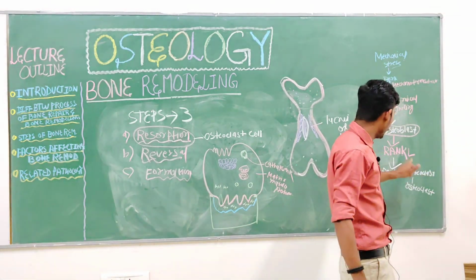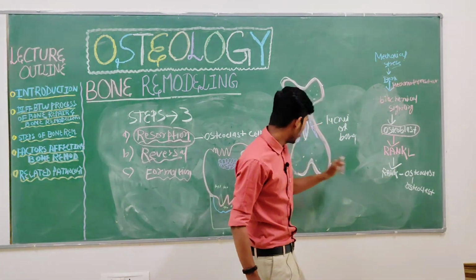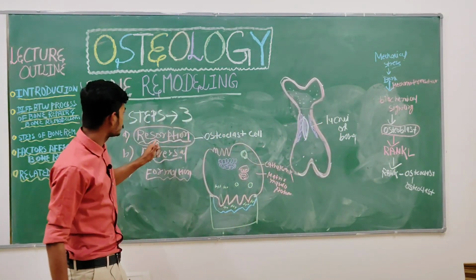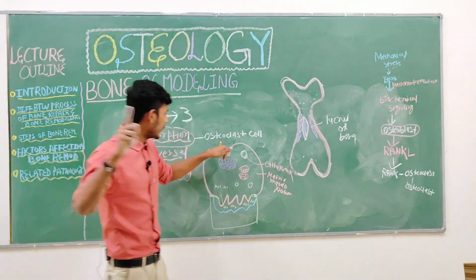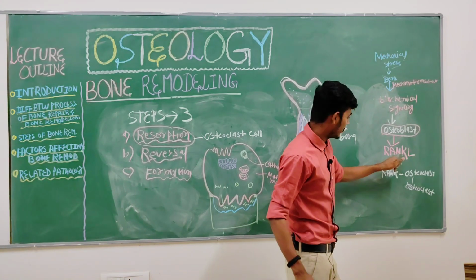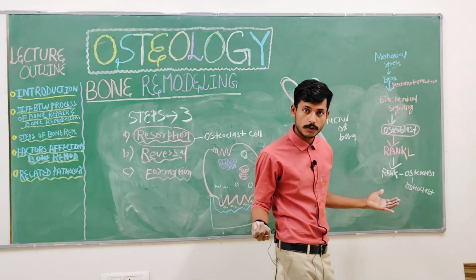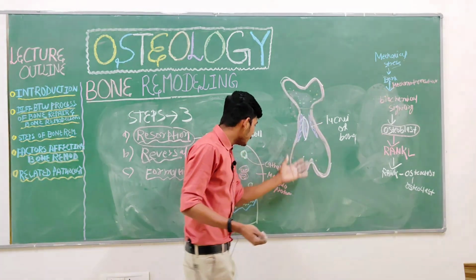Okay, RANK ligand, kappa B ligand, and this ligand receptor is present, as we have seen, in the osteoclast cell. Very good. Now when these osteoclast cells interact with this, their expression on the osteoblast cells, they start proliferation and they become active.